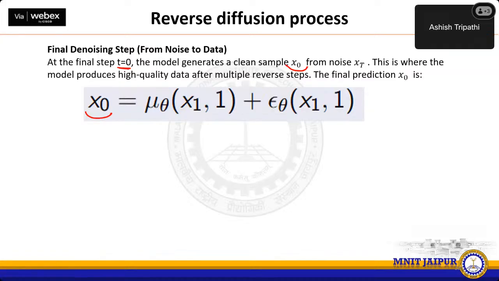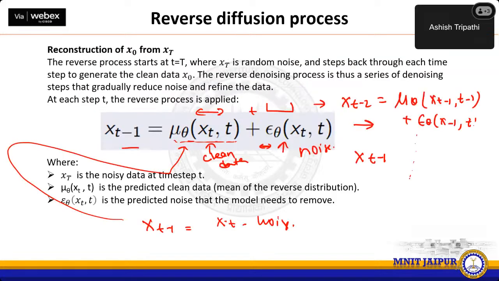Someone is asking, it will not be clean data, it will be noise. Which one? Which one are you talking about? Okay, if you are confused, if you are talking about the previous slide, means this one. So this is actually, according to the model, predicted clean data for the previous step. This will not be the actual predicted clean data.